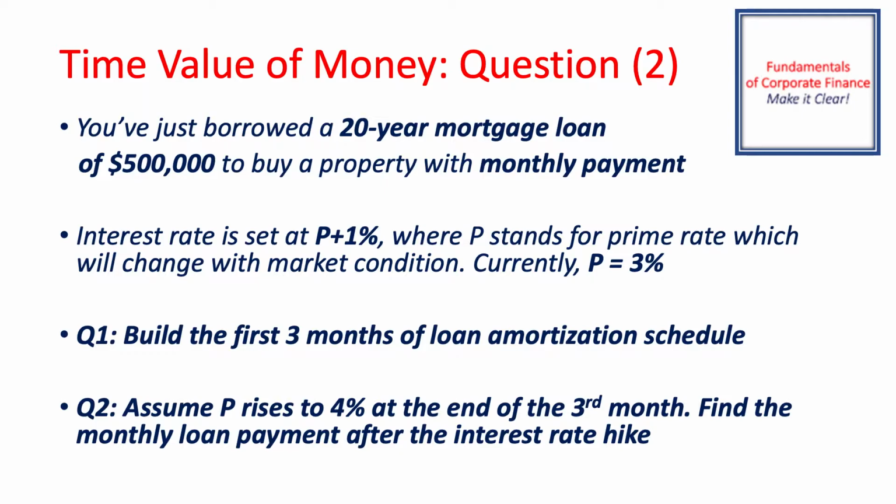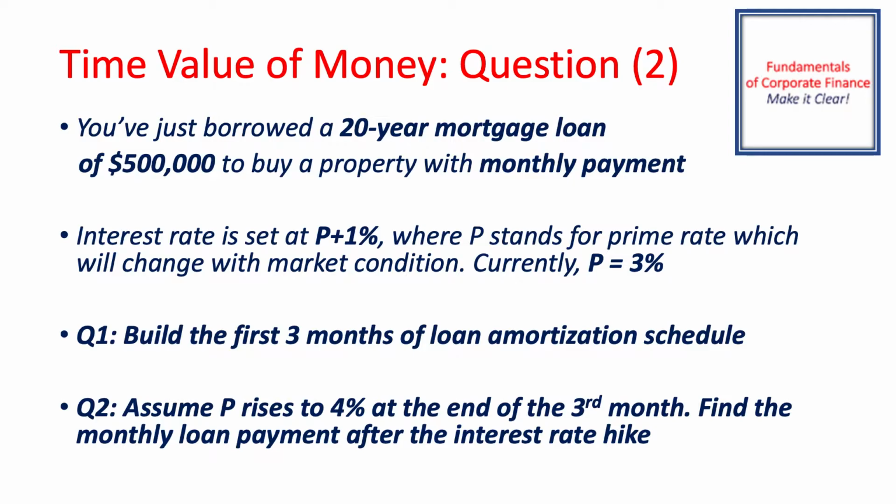In this video, I'm going to show you how to solve this mortgage loan question. The loan is a 20-year loan with loan principal $500,000 and monthly payment. Interest rate is set at P plus 1%, where P stands for prime rate, which is 3% now, but can change with market conditions. In other words, the mortgage rate could change during the loan term.